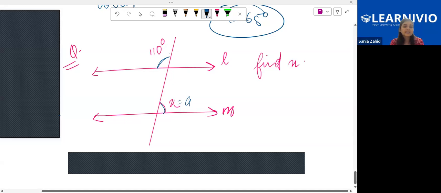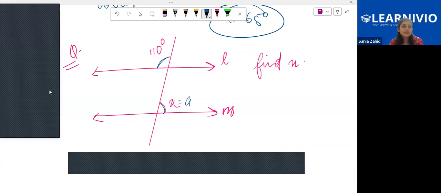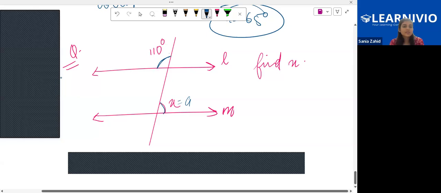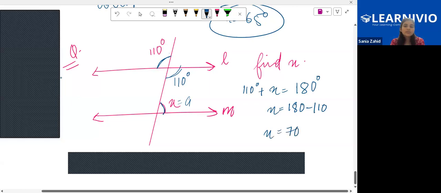Have anybody else done? Razan and Manha? Ma'am, I can't understand how to do this. This angle is 110. So the vertically opposite, this one is also 110 degrees. Now this angle and this angle, you know the sum is 180 degrees. So 110 degrees plus angle x should give you 180 degrees. So x is equal to 180 minus 110. So x is equal to 70 degrees.